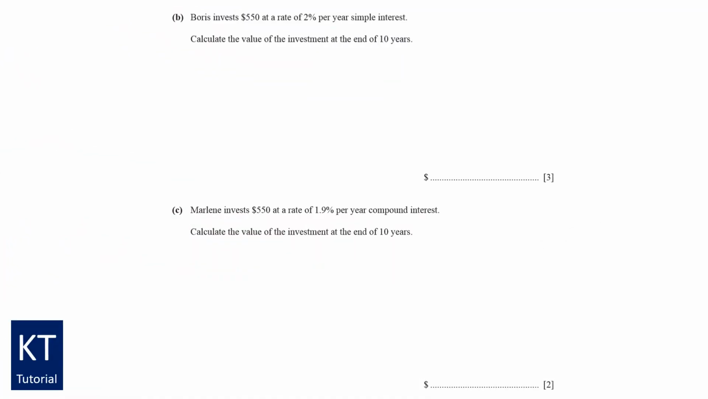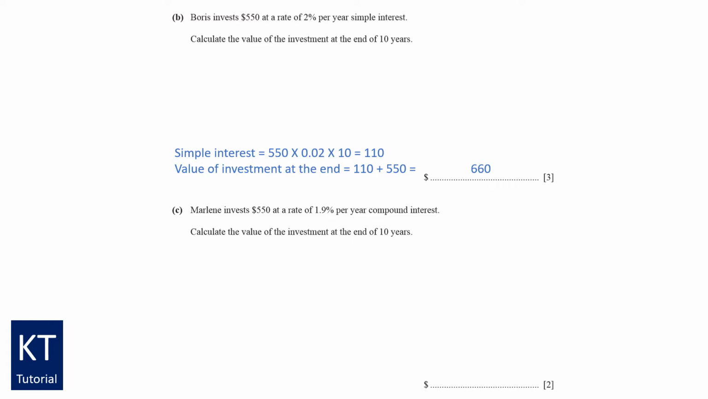Question 1b. Boris invests $550 at a rate of 2% per year simple interest. Calculate the value of the investment at the end of 10 years. Simple interest is 550 times 0.02 times 10, which is 110. The value of the total investment will be the simple interest plus the original investment.